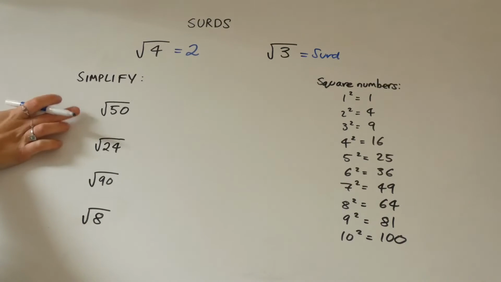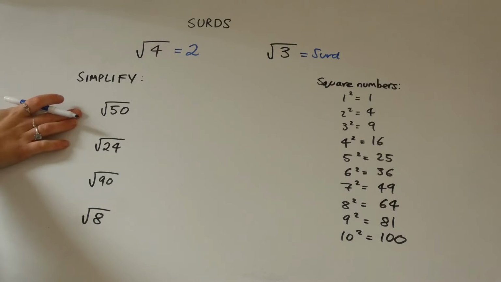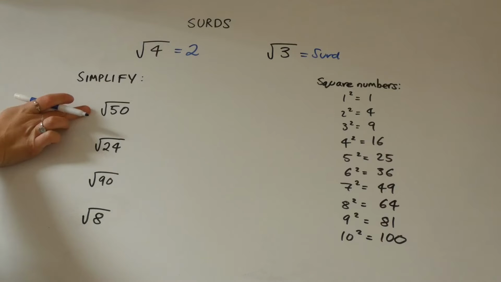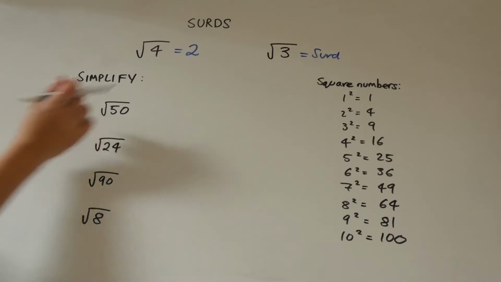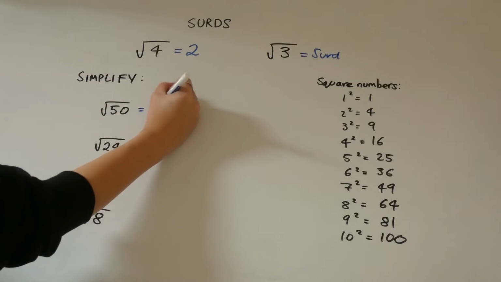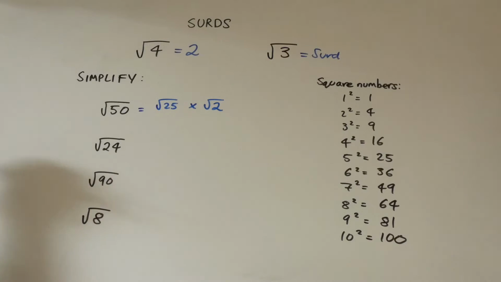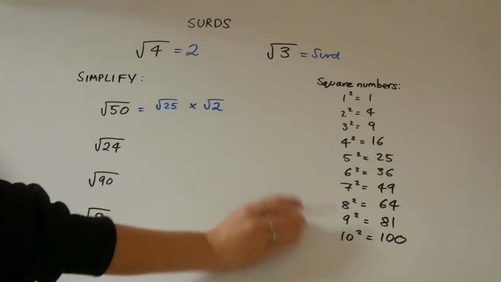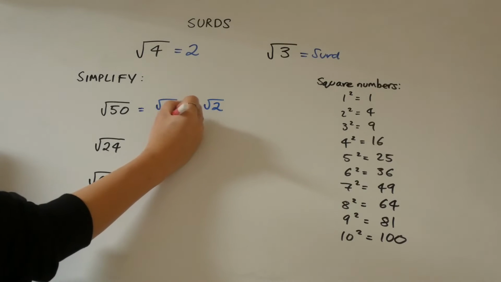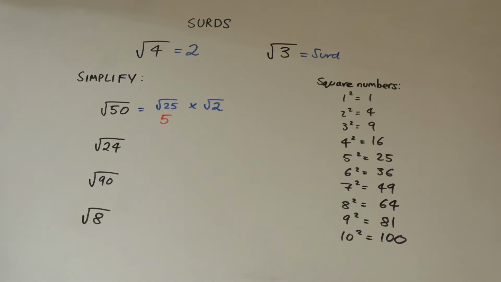For example, root 50 we can split into two different numbers, one of which is a square number. So what numbers go into 50? We know 25 times 2 gives us 50. So we can rewrite this as root 25 times root 2. Now we know the square root of 25, if we just look at our square numbers over here, is 5. So we can simplify that straight away as it's not a surd.